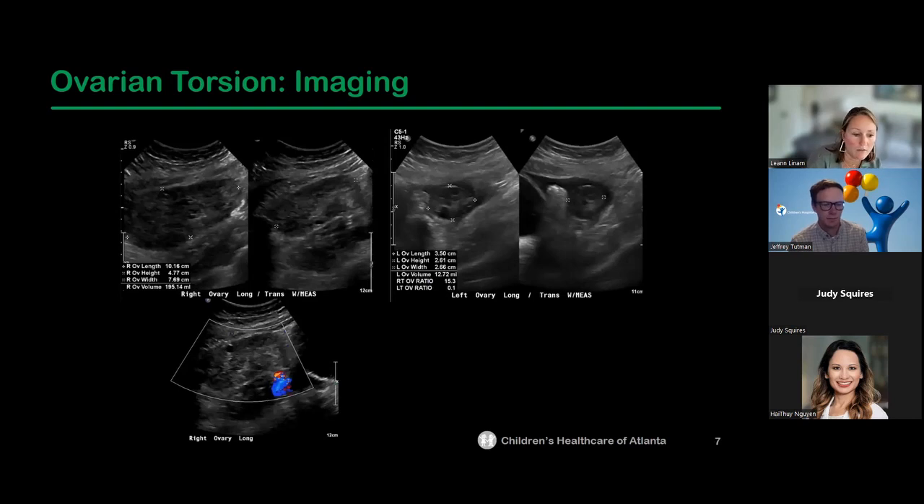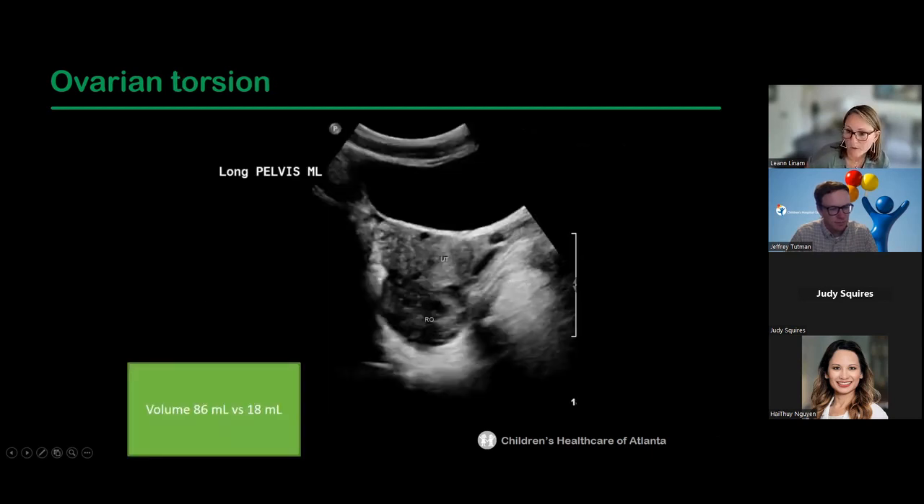So here is a case of ovarian torsion, and you can see on the left-hand side of the screen, this ovary is enlarged. The volume is 195 milliliters. Sorry, I had to get my glasses to read those numbers. And then the contralateral ovary is 12 milliliters. And this had a ratio of 15. So this ovary is 15 times the size of the left ovary. And when we put Doppler on, there is no flow.